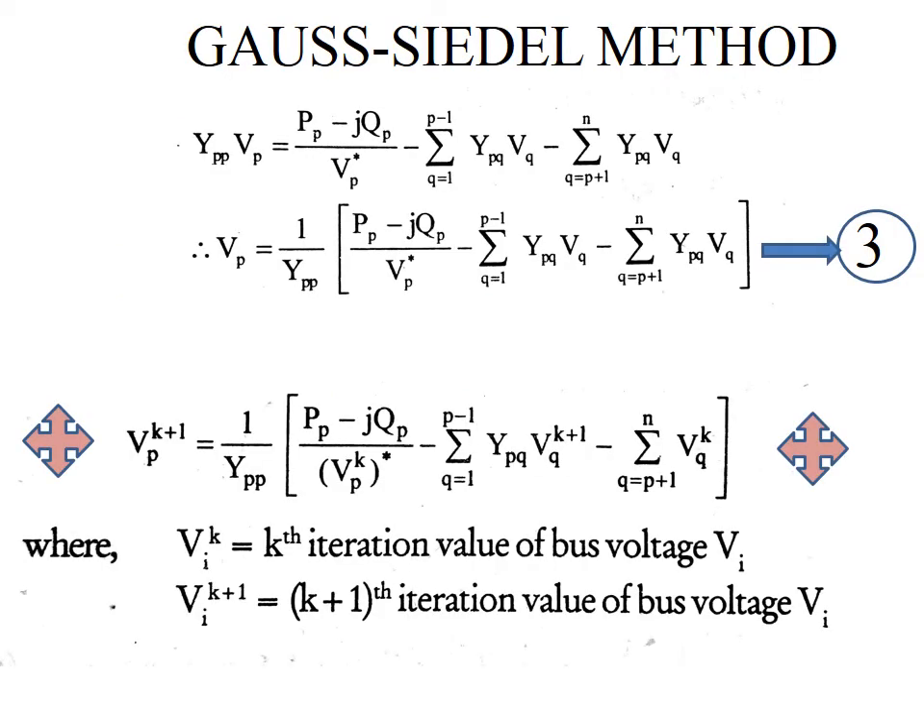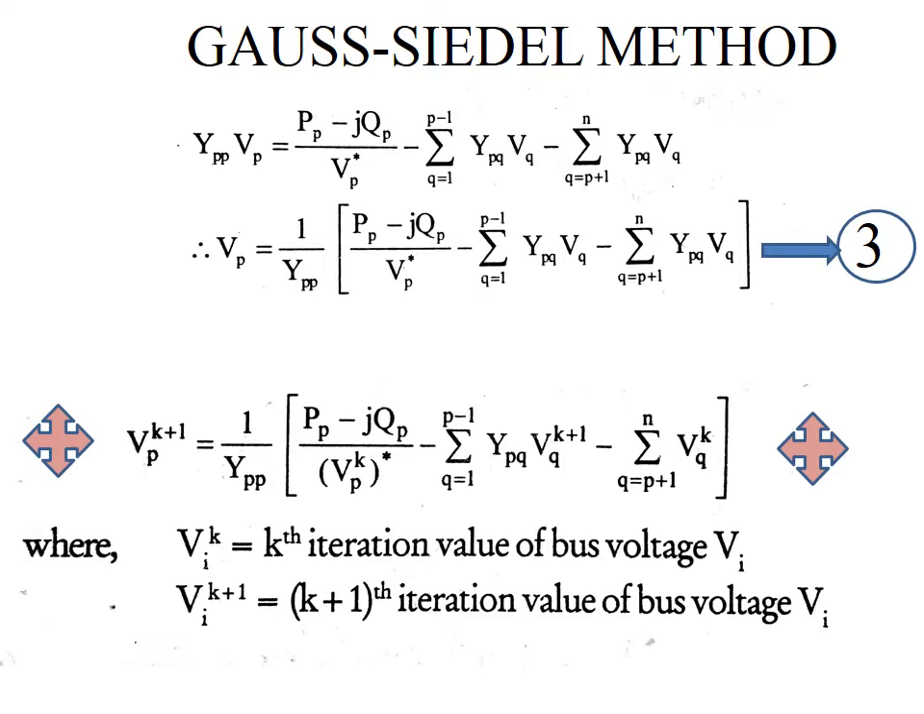Now we will discuss the Gauss-Seidel method for load flow solution in detail. The Gauss-Seidel method is an iterative algorithm for solving a set of non-linear load flow equations. The basic load flow equation discussed earlier can be rearranged as shown in equation number 3, and this forms the basic equation for load flow using the Gauss-Seidel method.